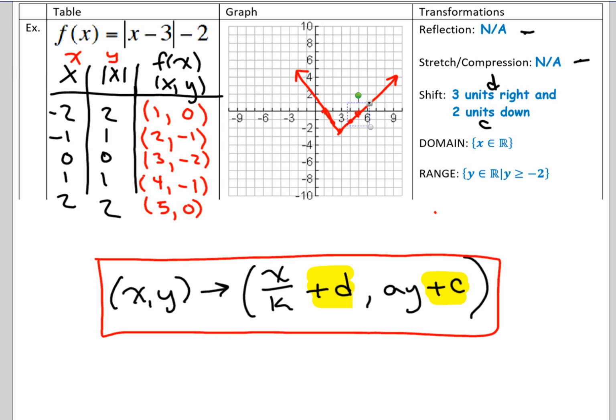Goes on forever. Okay, and also in terms of the shape, you can see that there wasn't a reflection, so we've verified that. There wasn't a stretch or compression. There's a slope of 1 on either side, so the shape hasn't changed. And we did move it 3 units to the right and 2 units down. So the domain and range kind of check out.